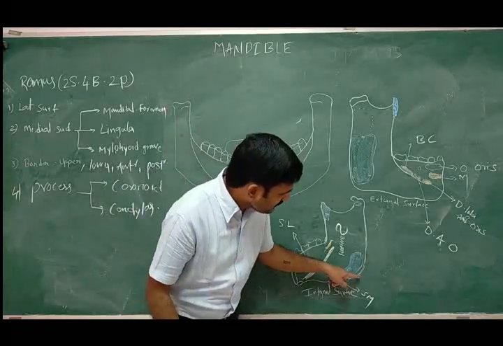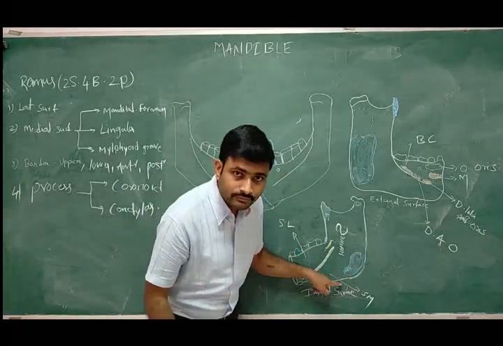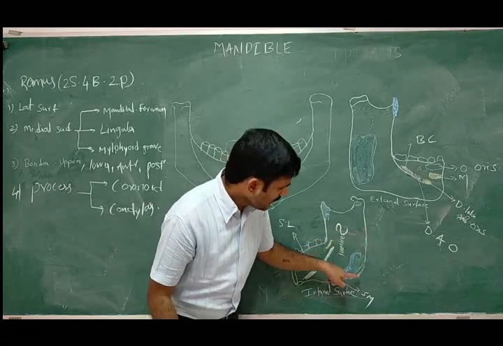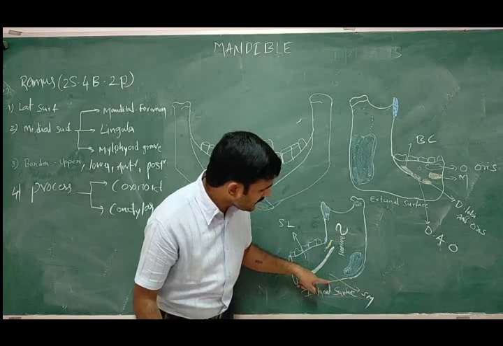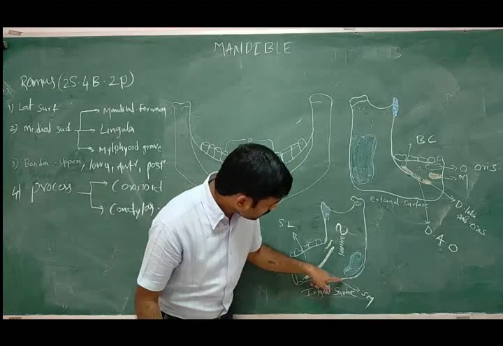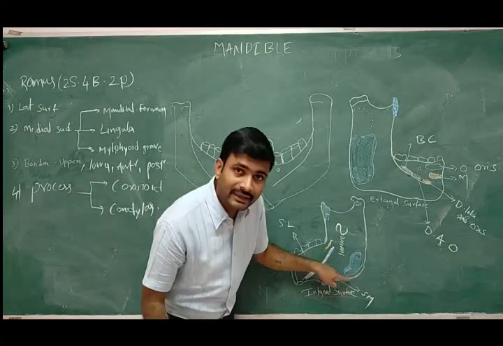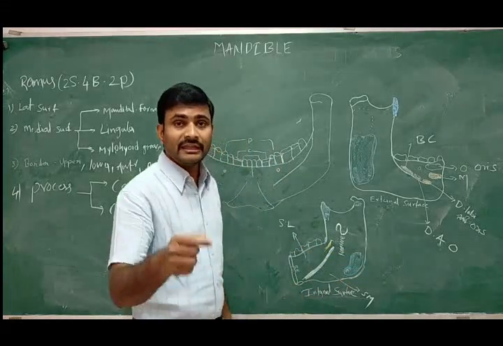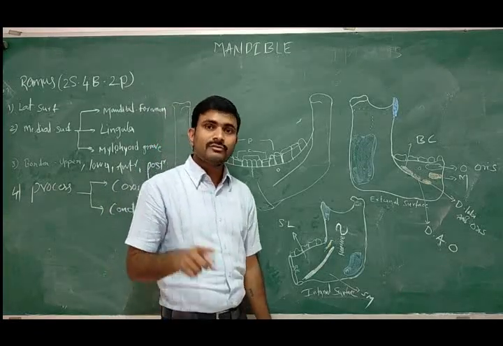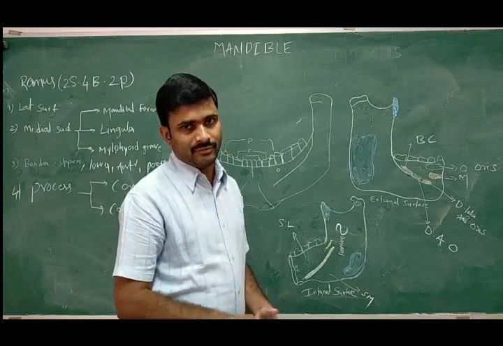And let's come to the inferior border or lower border. This lower border, above, is continuous with the posterior border, and below is continuous with the base of the mandible. So it forms an angle. This is called an angle. The angle is called the angle of the mandible. The lower border forms the angle of the mandible.